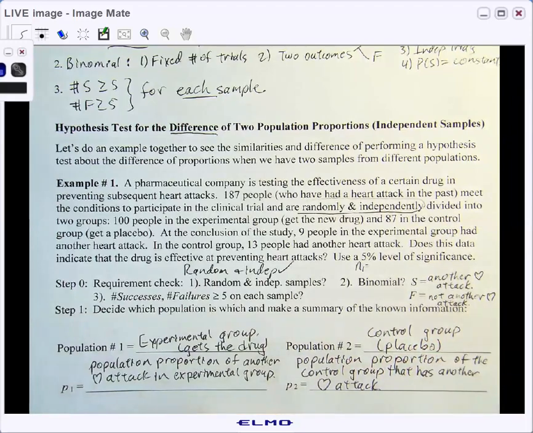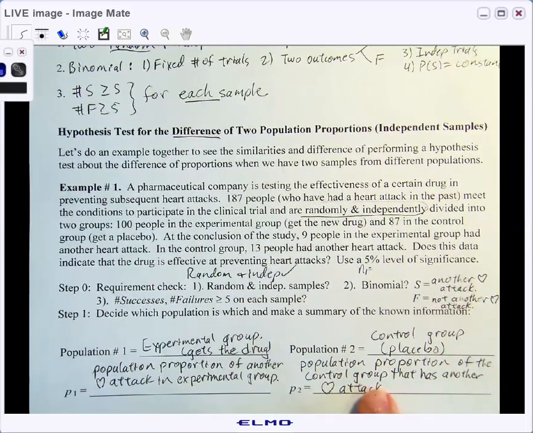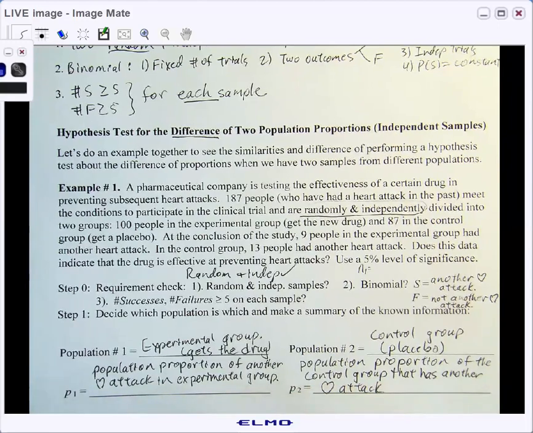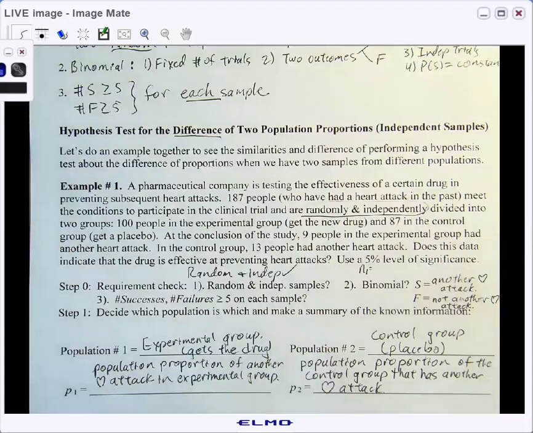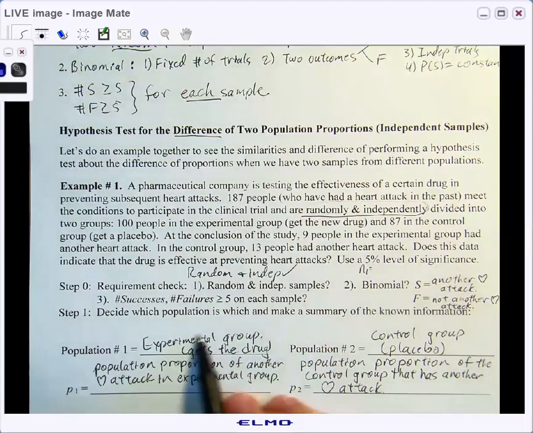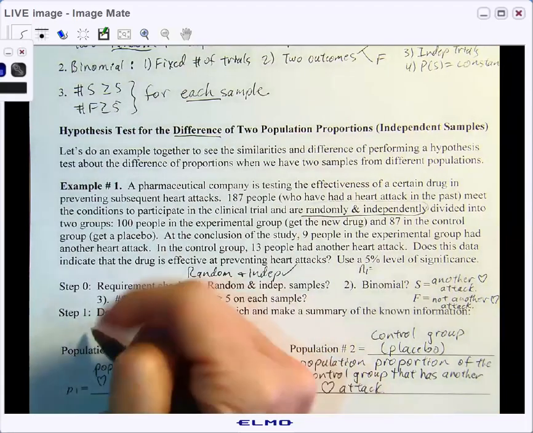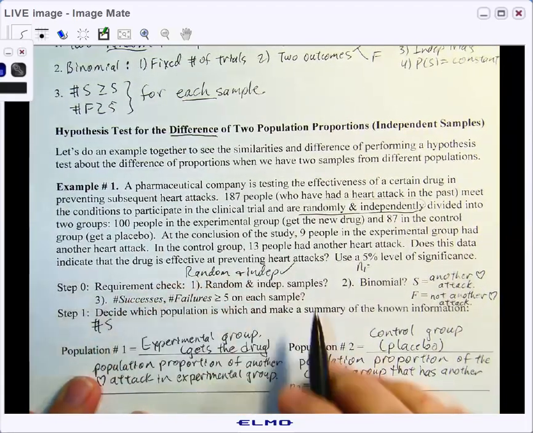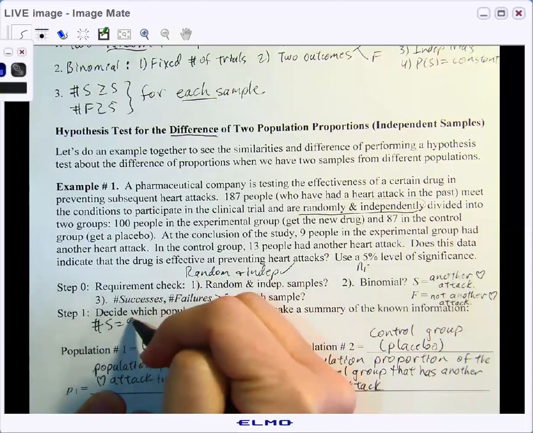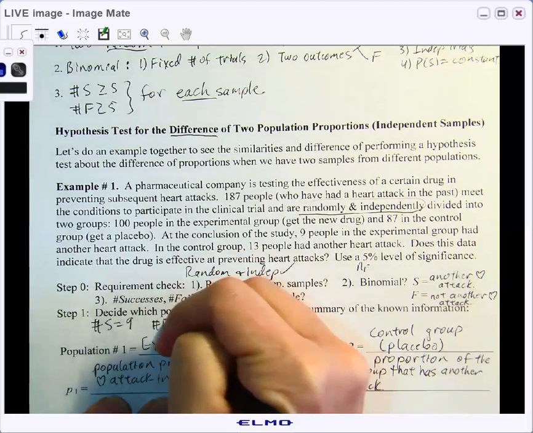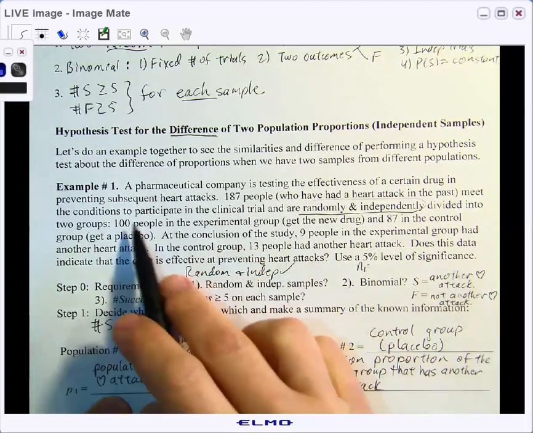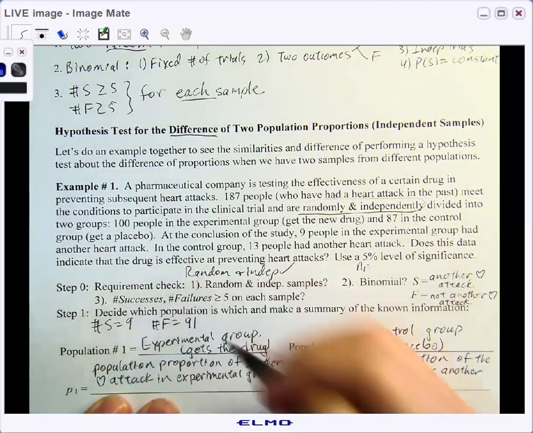Now, we don't know what the true population proportion would be for either group, anybody that we would give the drug to, or anybody we don't. So what we're going to do is not give up. We're going to take a sample. Since group 1 is the experimental group, we had 9 successes: 9 people in the experimental group had another heart attack. Therefore, the number of failures in that group would be, since there were 100 total, 91.